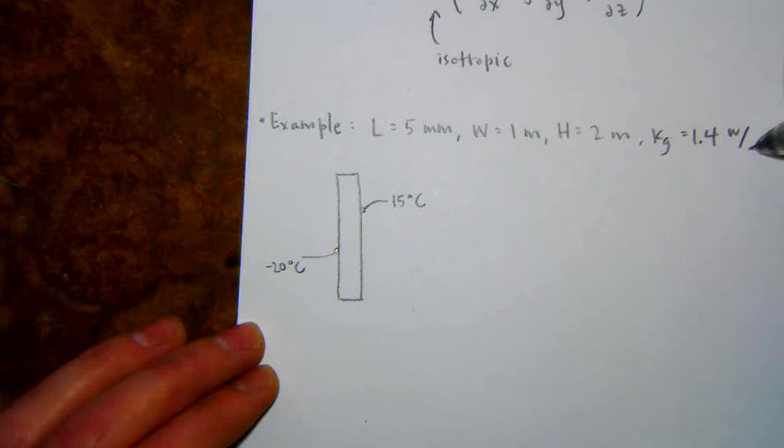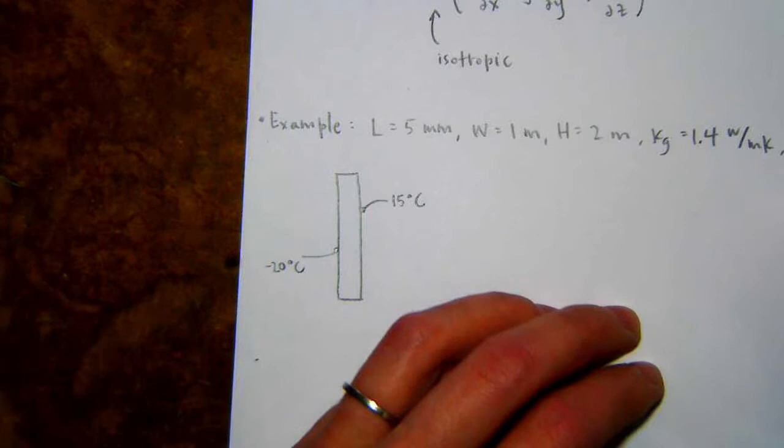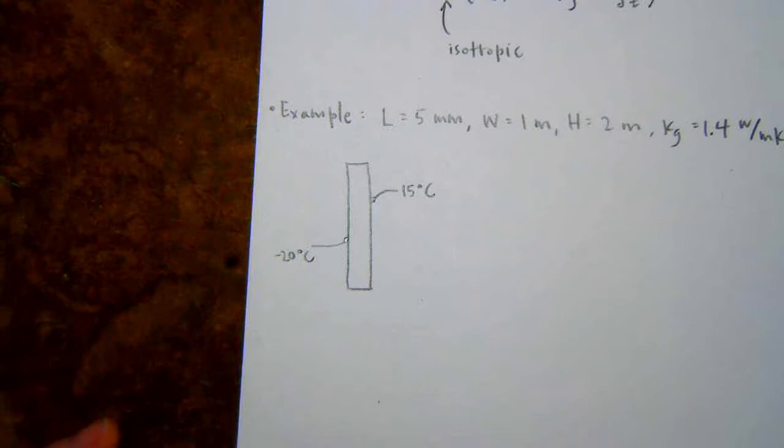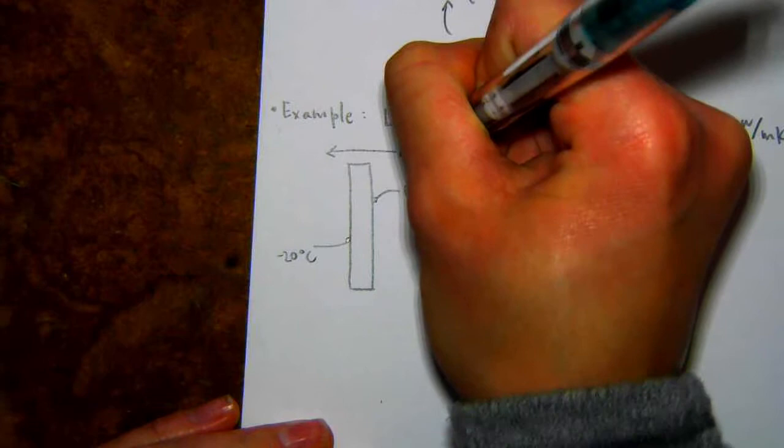And then we have our temperatures. So first off, which direction is heat going to be transferred? Based on the board, right to left. Hotter to colder, inside to outside. And we just want to find Qx.